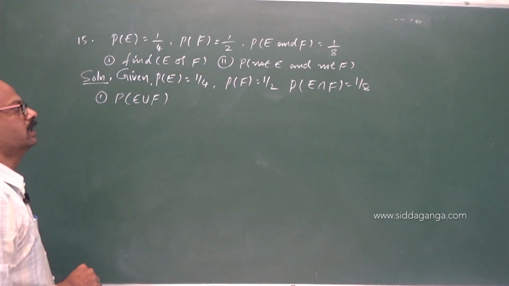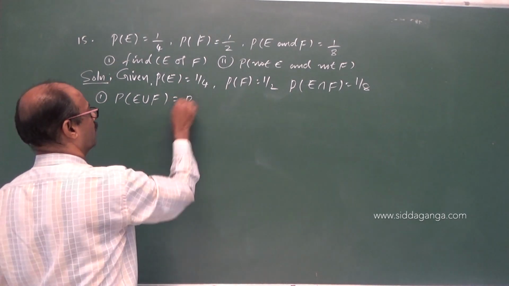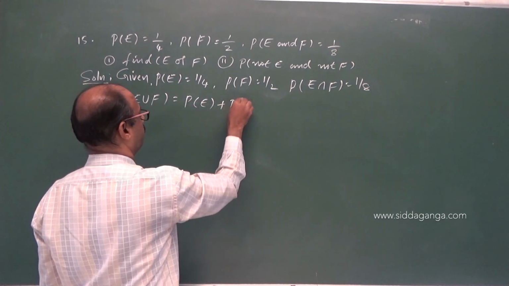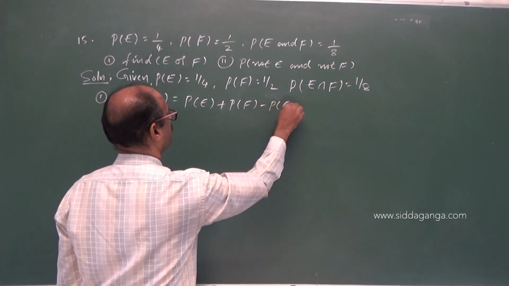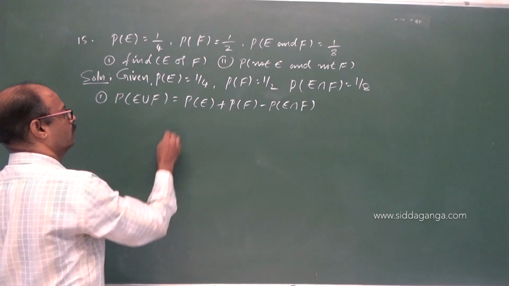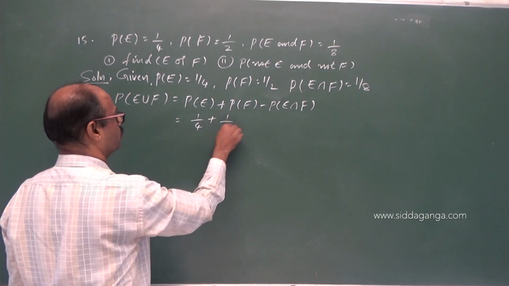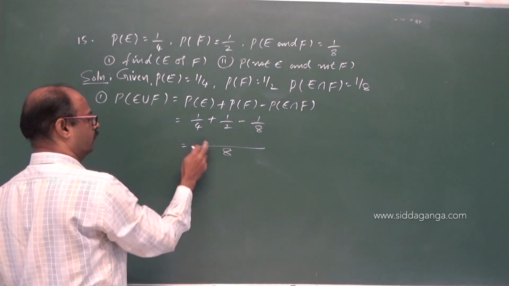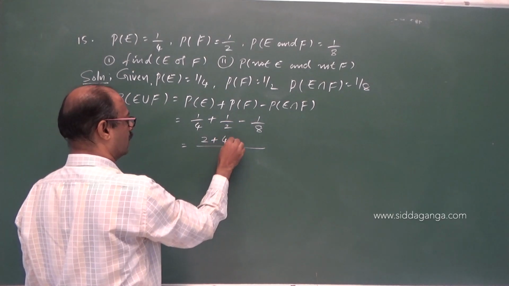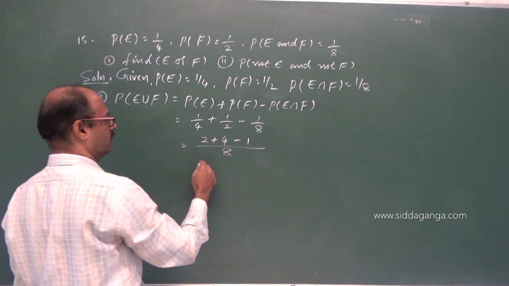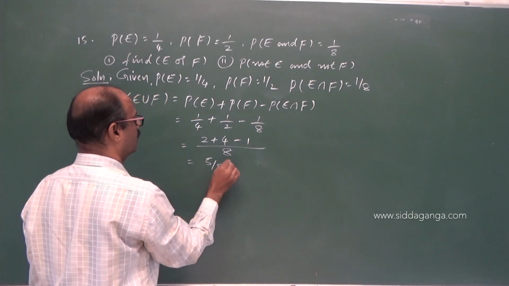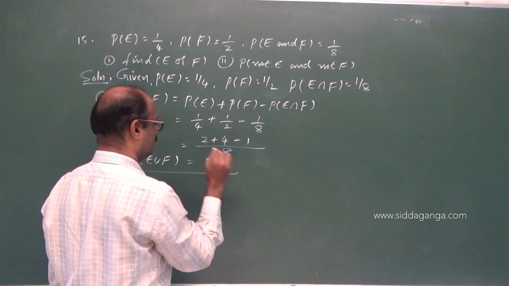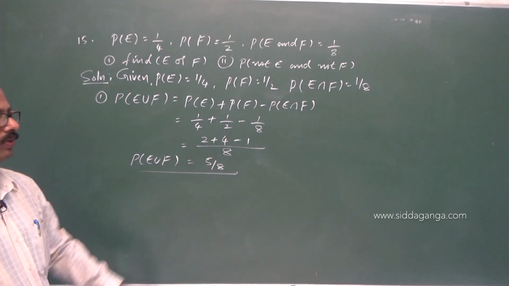P of E union F is equal to, the formula is P of E plus P of F minus P of E intersection F. So this is 1 by 4, this is 1 by 2 and this is 1 by 8. Have the LCM as 8, 4 2s are 8, 2 4s are 8, minus 1. This is 6 minus 1 is equal to 5. That is, you will get 5 by 8 is P of E union F. Like this. 6 minus 1 is 5.